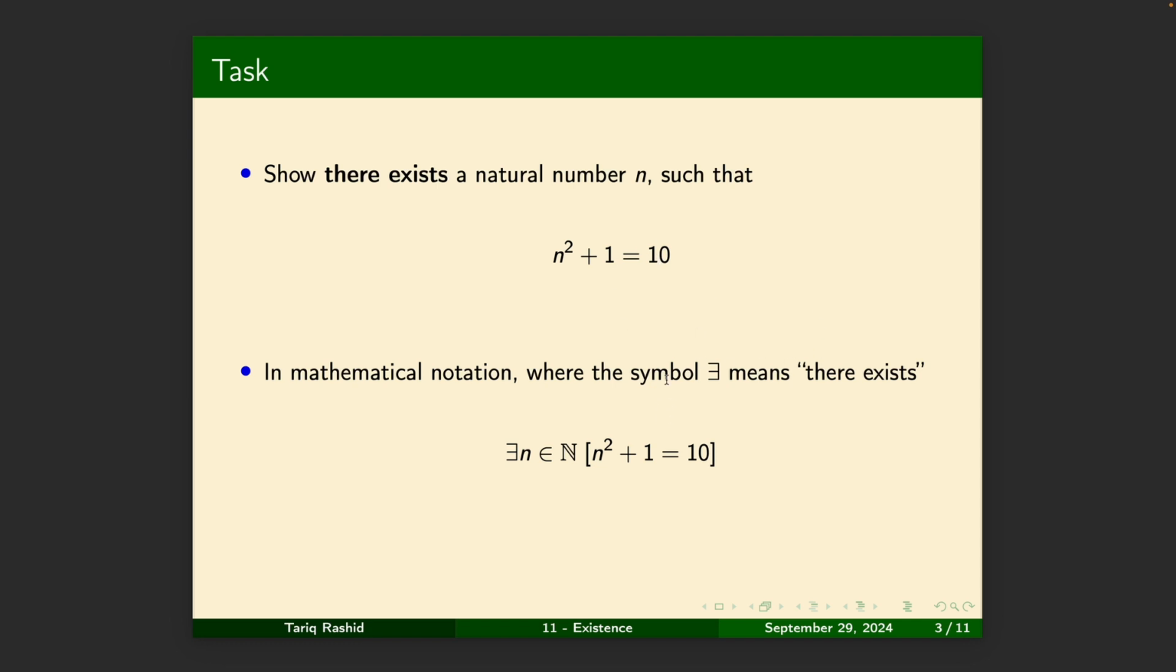Now, there's some mathematical notation that goes with that phrase, there exists, and it's this backwards E symbol, and you might see it written down in mathematical notation. So there exists n from the set of natural numbers such that n squared plus 1 is 10. You might see it in different forms. You might have round brackets, you might have colons, you might have other things, but broadly you should recognize it when you see it. Sadly, there isn't a universal convention for these kinds of statements. I wish there was, but people seem to have their own house style, I guess.